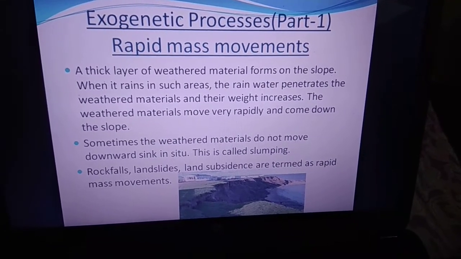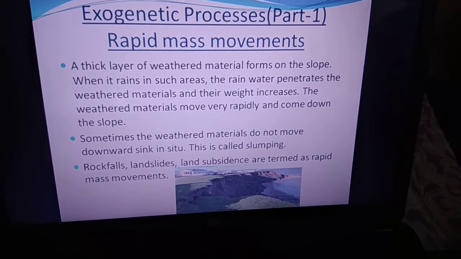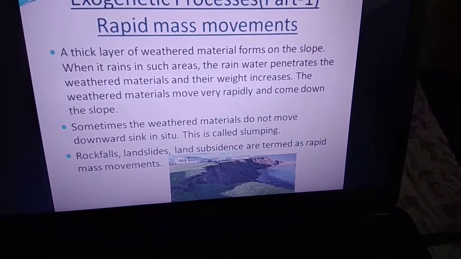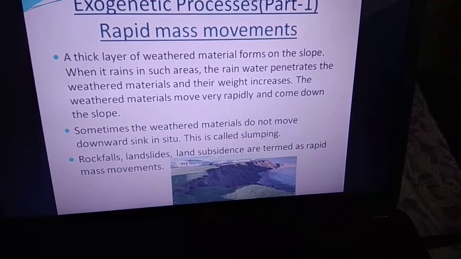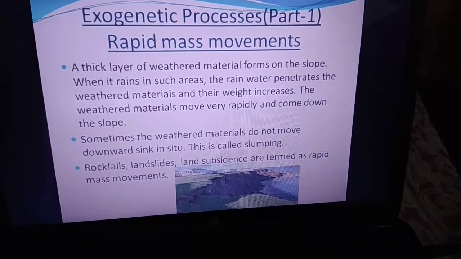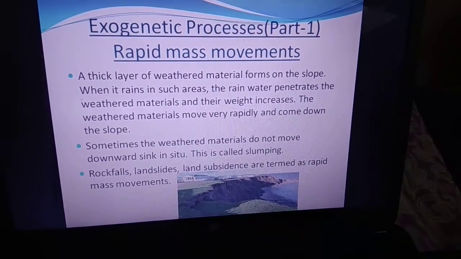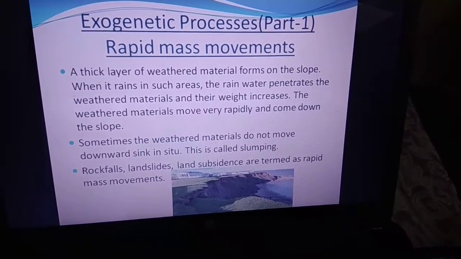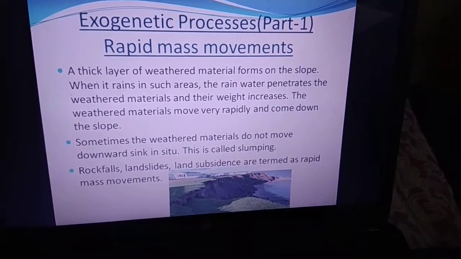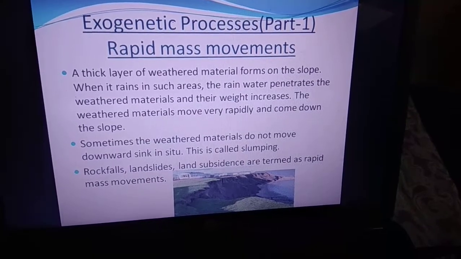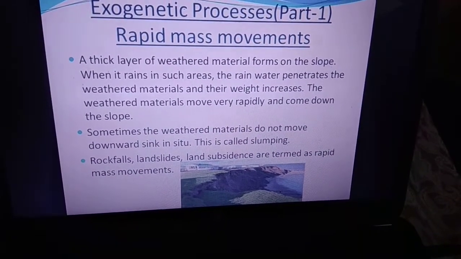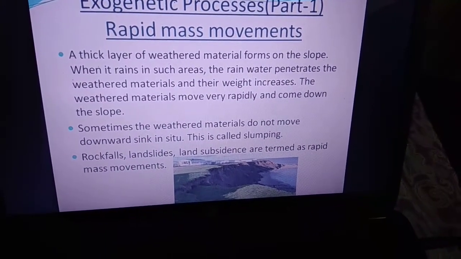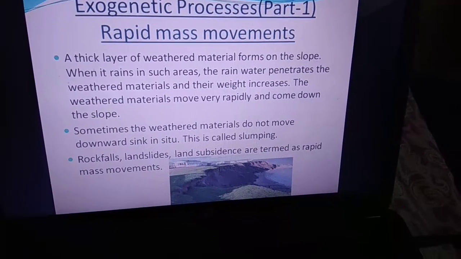Now our next topic is rapid mass movement. The first point, a thick layer of weathered material forms on the slope. When it rains in such an area, the rainwater penetrates the weathered material and its weight increases. The weathered material moves very rapidly and comes down the slope. The second point, sometimes the weathered material doesn't move downward but sinks in situ. This is called slumping. The third point, rockfall, landslide and land subsidence are termed rapid mass movement.